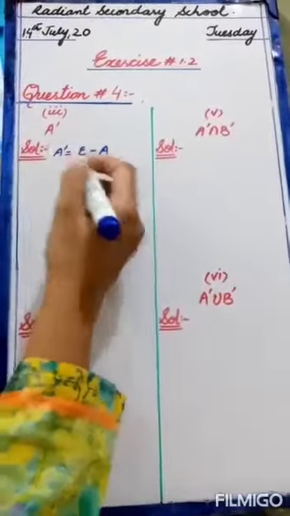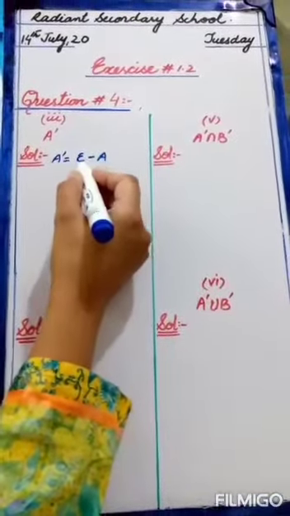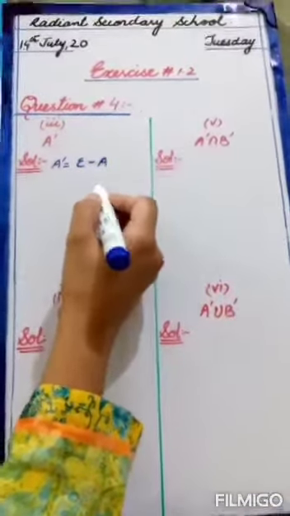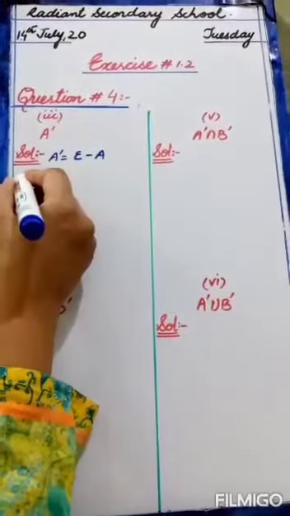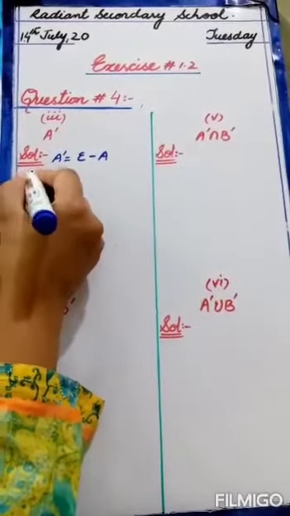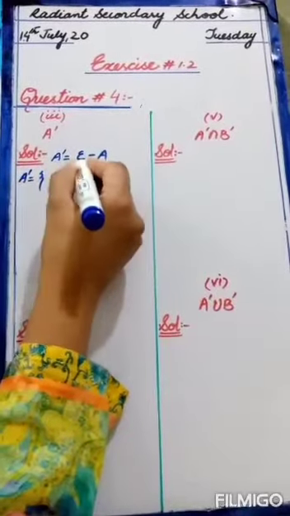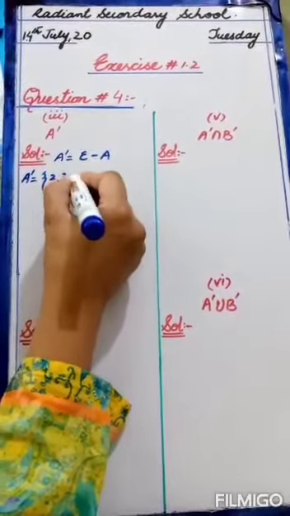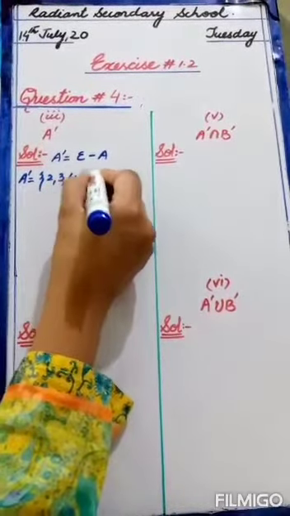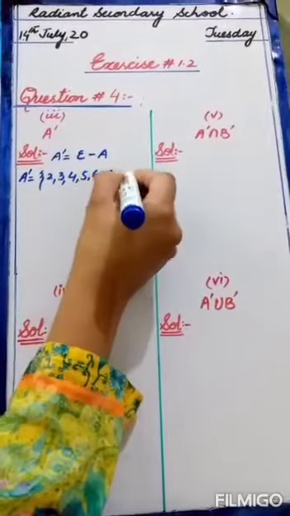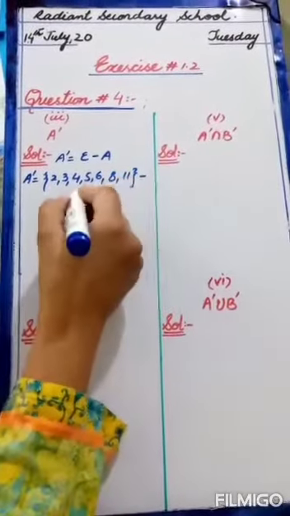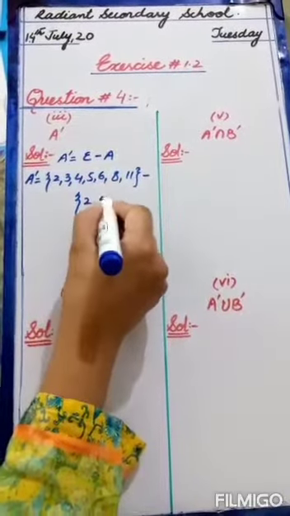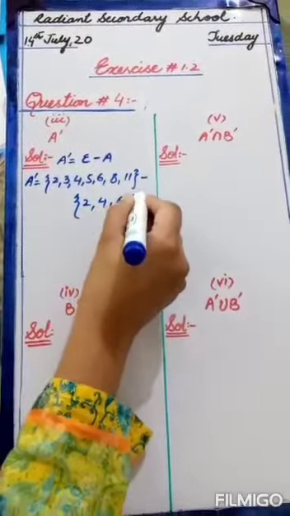And how will we take the difference? First of all, again we will write the same values. First we will write the universal set, then difference, then set A. So A complement will be equal to, first, the universal set. For the universal set, we will write the elements 2, 3, 4, 5, 6, 8 and 11. Difference set A. What are the elements of set A? 2, 4, 6 and 8.